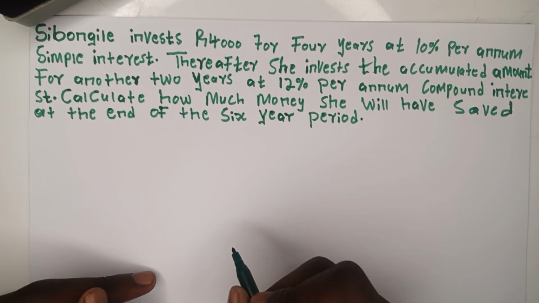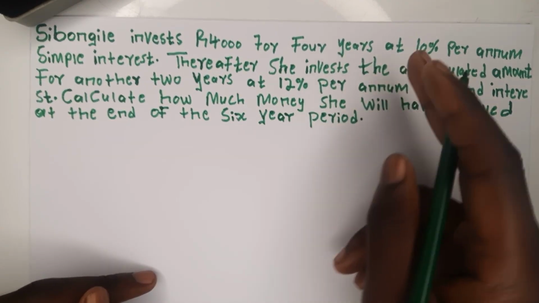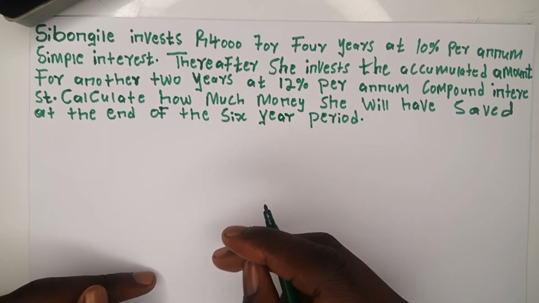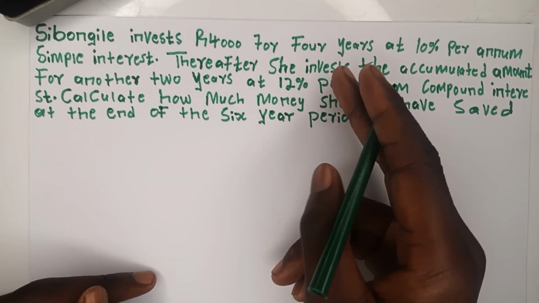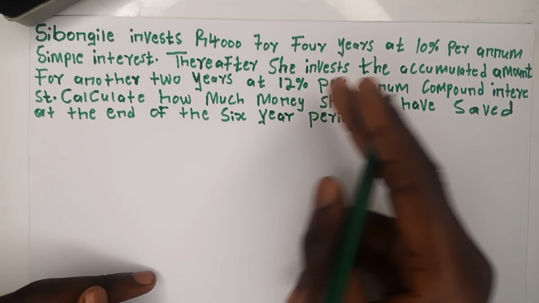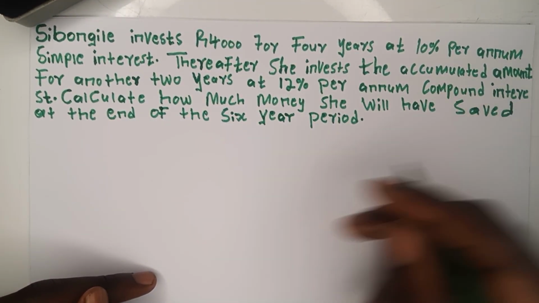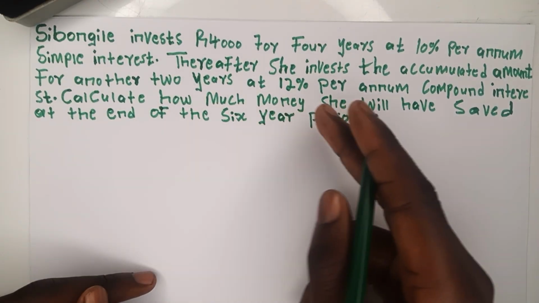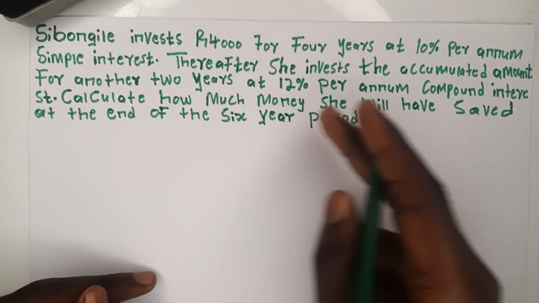Sibongile invests 4,000 for 4 years at 10% per annum simple interest. Thereafter, she invests the accumulated amount for another 2 years at 12% per annum compound interest. Calculate how much money she will have saved at the end of the 6-year period.